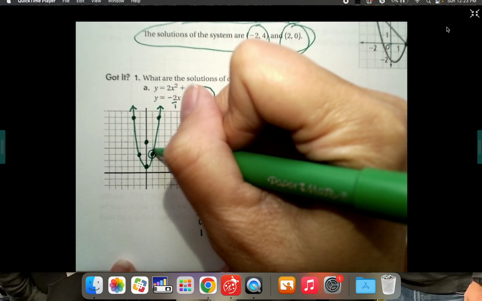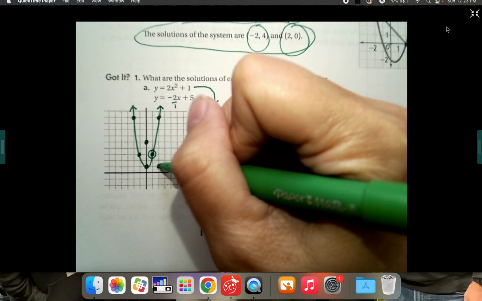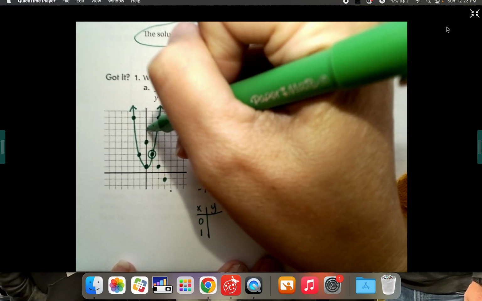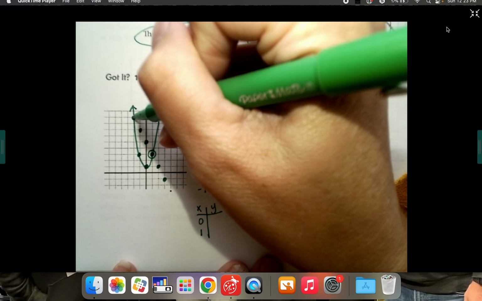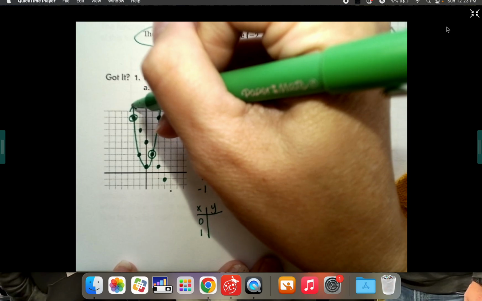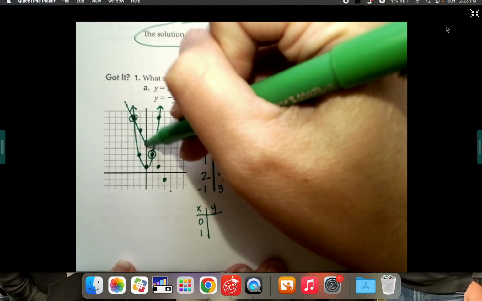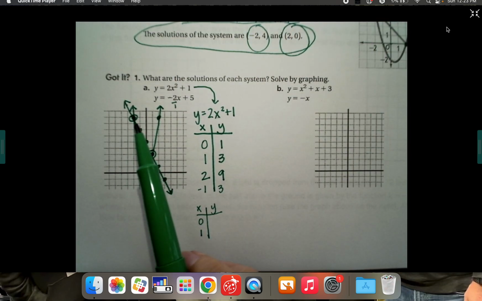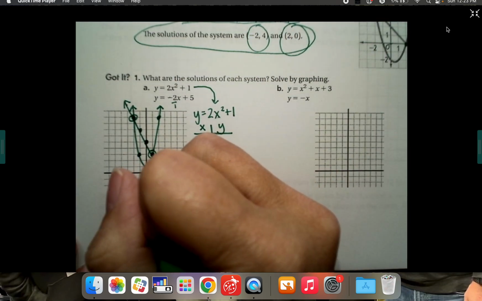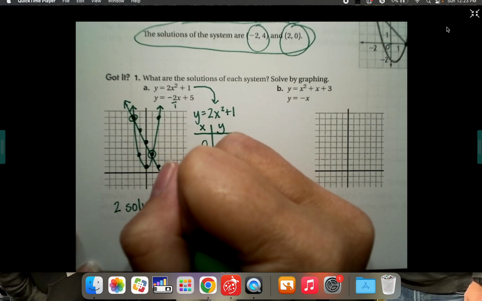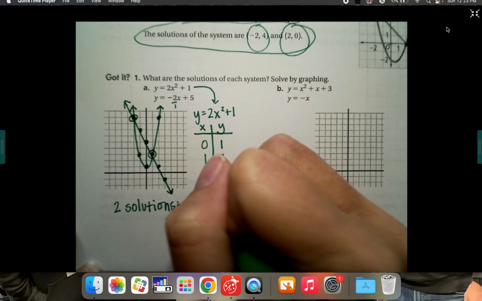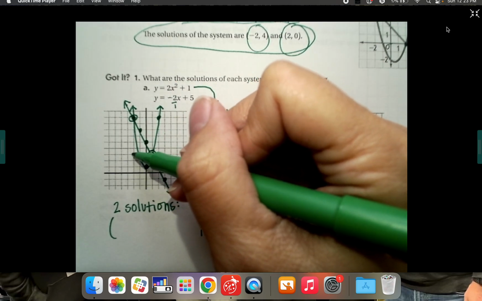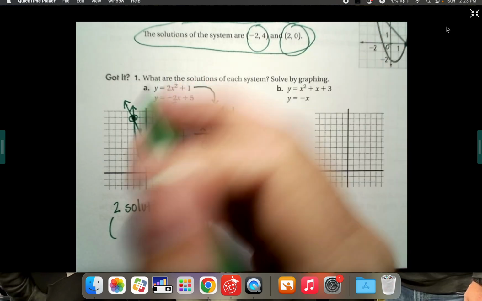And I see they intersect right there. Down 2 over 1, down 2 over 1. Okay, I'm going to go back up 2 over 1, up 2 over 1 again. They intersect right there. So I'm going to draw in my linear graph. And I can tell that these have 2 solutions. They intersect twice. So 2 solutions. And the 2 solutions are negative 2, 9.